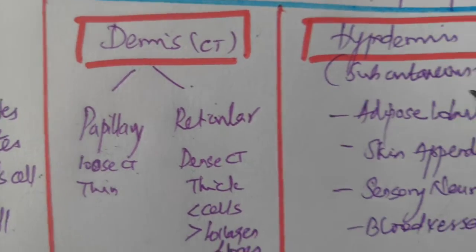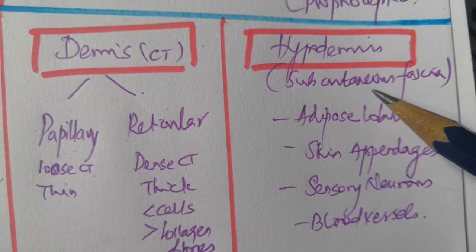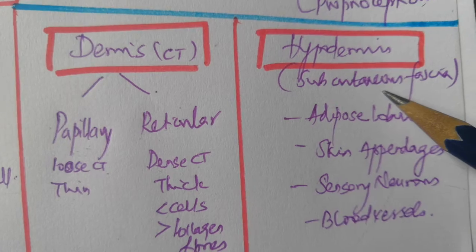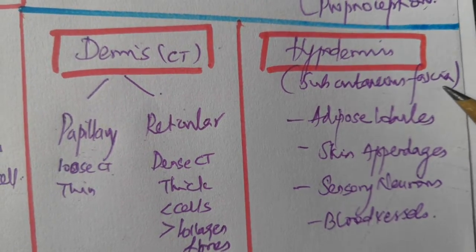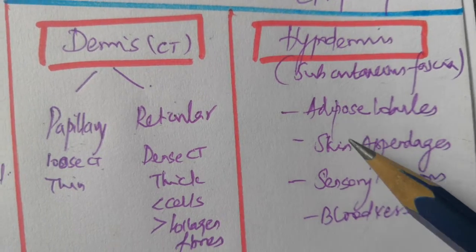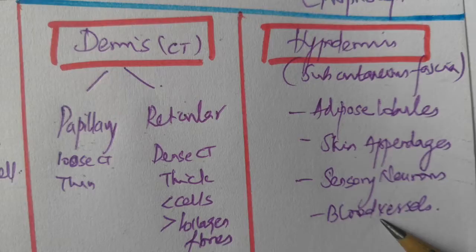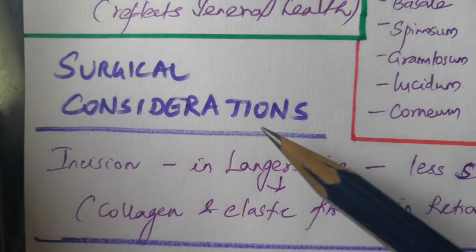Coming to hypodermis. Hypodermis is also called as subcutaneous fascia. Okay. So I have uploaded a video on fascia also. See in detail about it. So fascia has adipose lobules, skin appendages, sensory neurons, and blood vessels. Okay. So what is the surgical consideration?